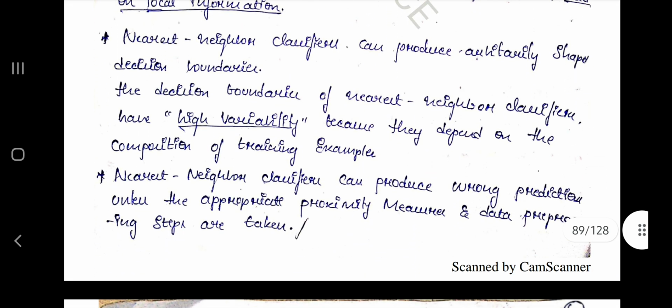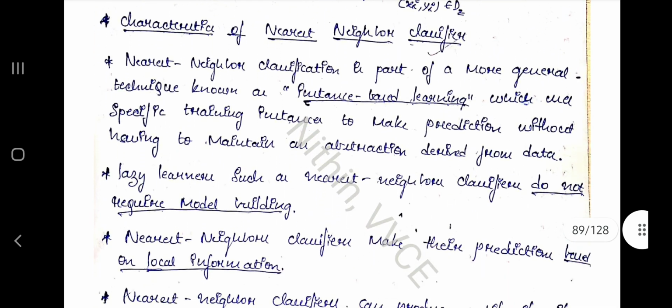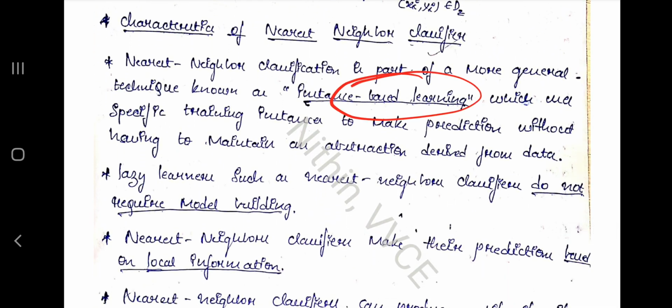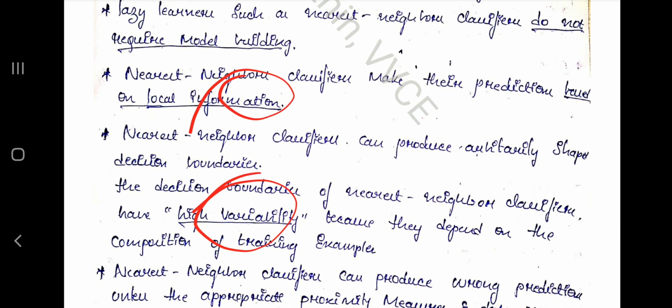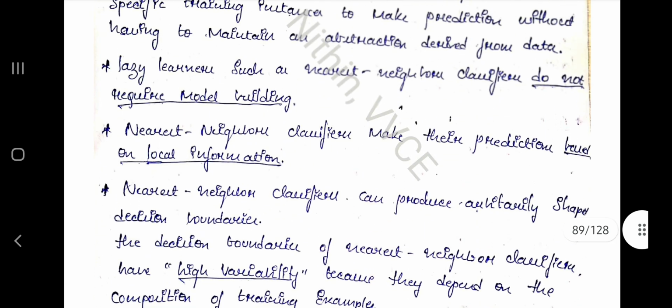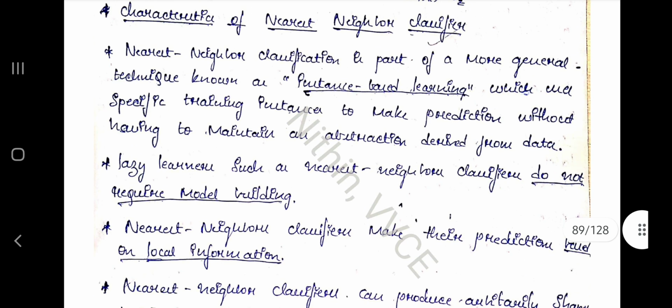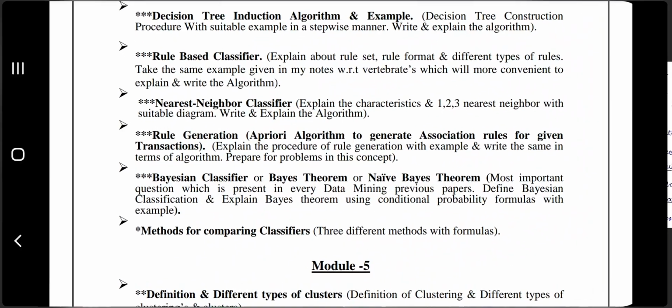A detailed explanation regarding the characteristics is given here. What is the basis of learning, the model of learning, and information, high variability. These are the different characteristics. If you go through it once, what does a lazy learner do, how do they predict the values, those things can be found here.